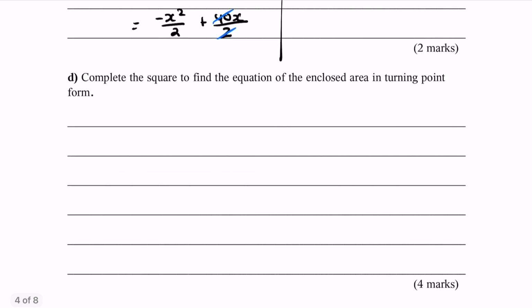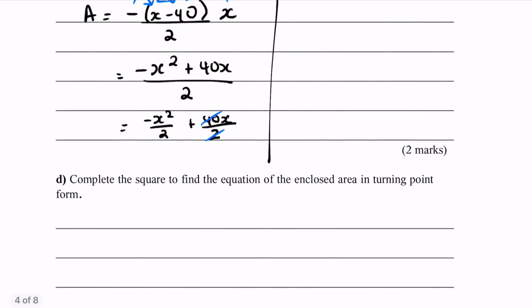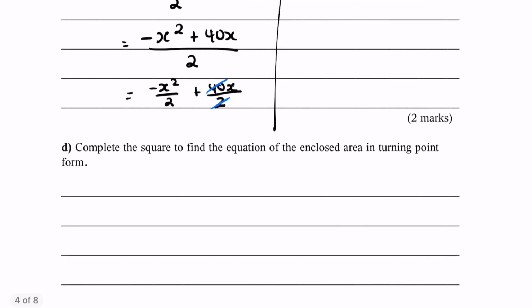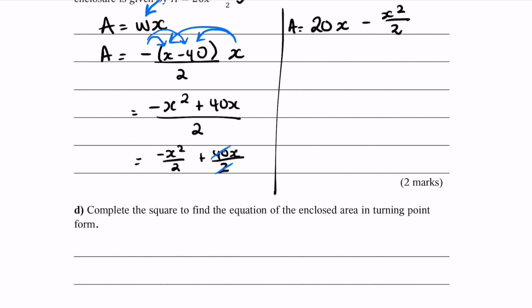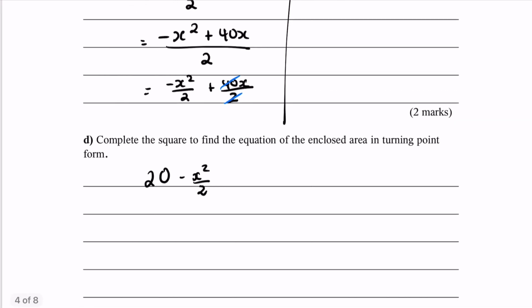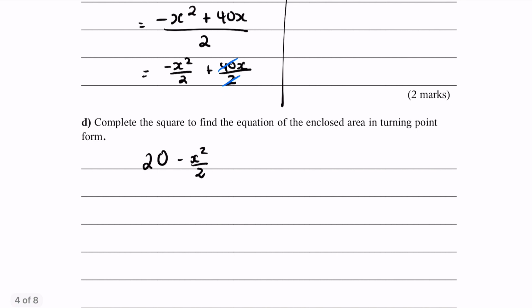Okay, part D, complete the square to find the equation of the enclosed area in turning point form. So again, we are completing the square. It's worth 4 marks, so it's clear that I need to show all of my working out. So what I have is 20x minus x squared on 2. First of all, I definitely want the x squared term to be first. And again, we don't want anything in front of the x squared. So I need to factorize out negative a half. And if you remember what we did before, we would divide the term. Okay, so if I'm factorizing out negative a half from 20, we would do 20 divided by negative half, which would actually be minus 40.